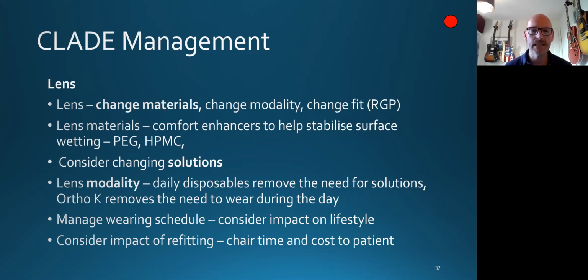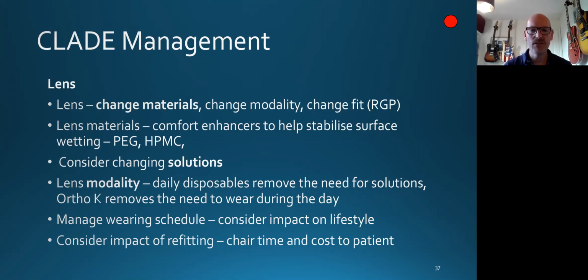Modality, perhaps replacing the lens more frequently, will help those patients who suffer with high levels of deposition. Manage their wearing schedule, but if you do have to reduce lens wear, consider the impact it might have on that patient's lifestyle, and are you still going to have contact lens wear that meets their needs? Also consider the impact of refitting. Is changing the material the right thing to do? Consider the cost of the impact of the chair time and the cost to the patient in terms of repeat visits. Perhaps some of you are already one step ahead, because we had using wetting drops, or using drops, as the number one option in terms of management.